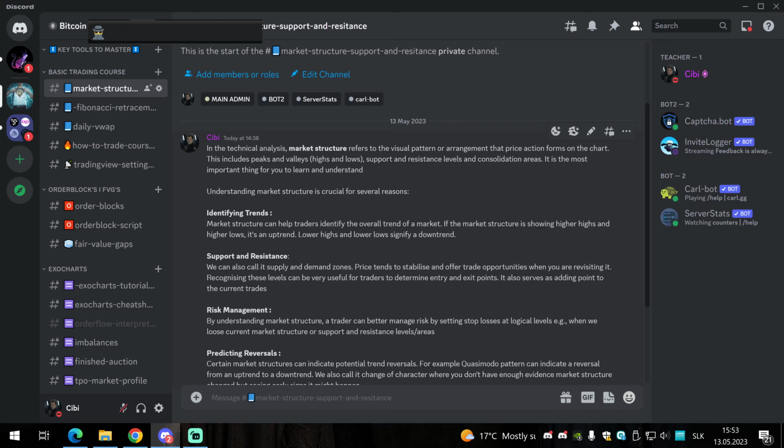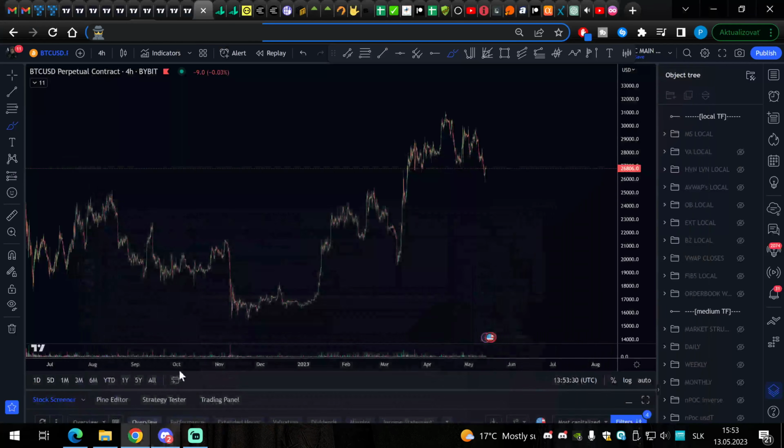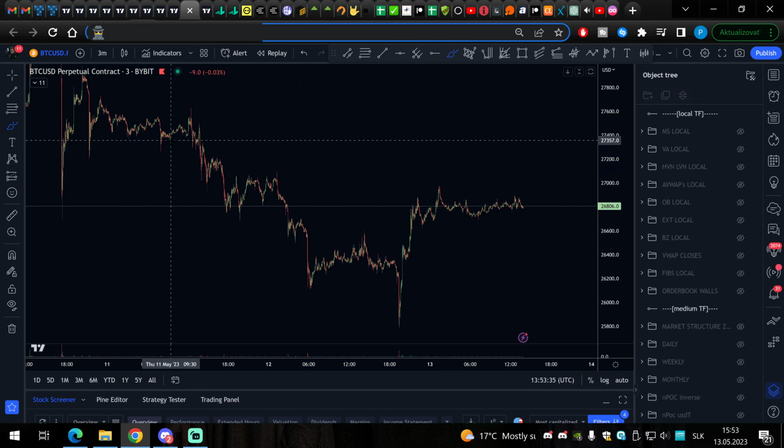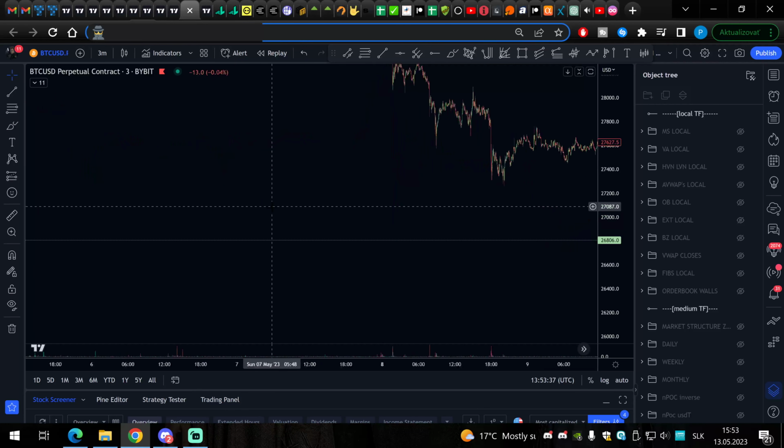Okay, so price tends to stabilize and offer trade opportunities when you are revisiting it. Recognizing these levels can be very useful for traders to determine entry and exit points. It also serves as an adding point to the current trades. Okay, let me show you examples now. We will be returning to the same examples I was showing you just before. Let's go over here.